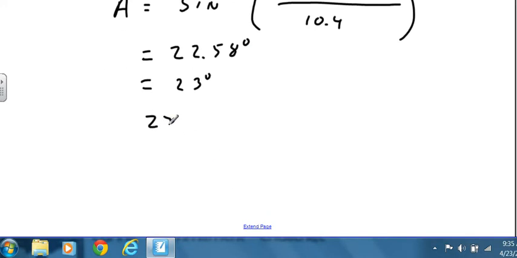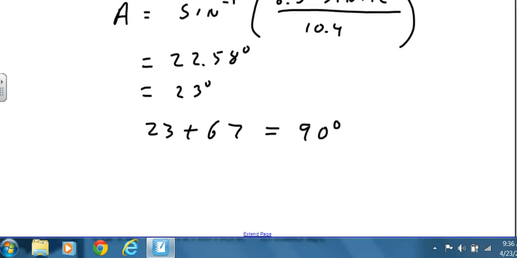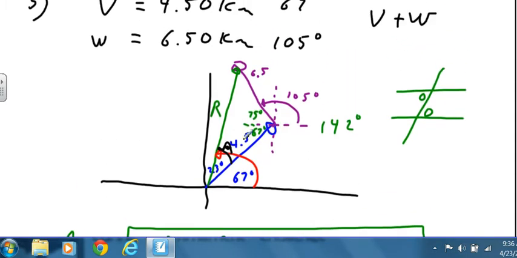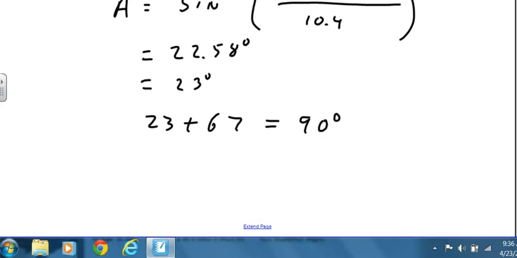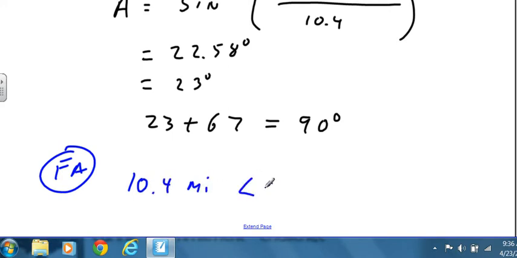So 23 plus 67 is equal to 90. 90? Really? You mean this guy went right up there? I guess he did. My picture is pretty bad. And now I'm ready for a final answer. Final answer. 10.4 miles at an angle of 90 degrees.